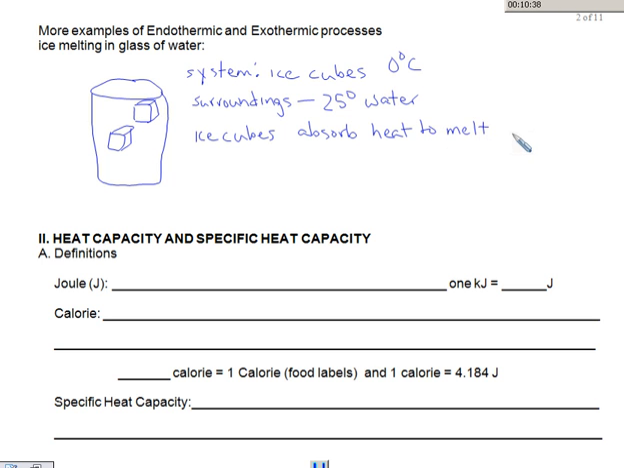Which means that we have a positive delta H because we're looking at the ice cubes. So we've got a positive delta H. It is an endothermic process. So even though the water is getting colder, the reason the water is getting colder is because it is transferring its heat to the ice cubes.